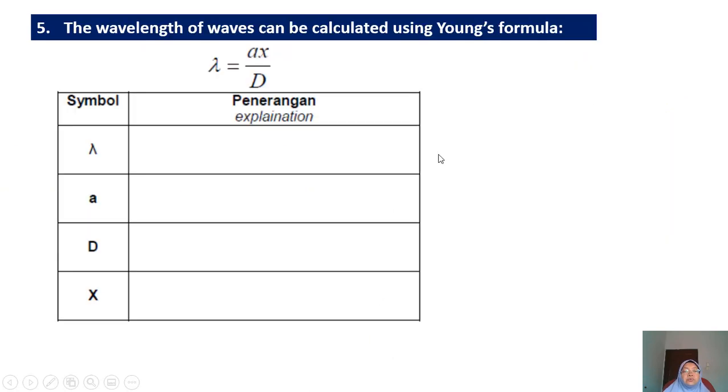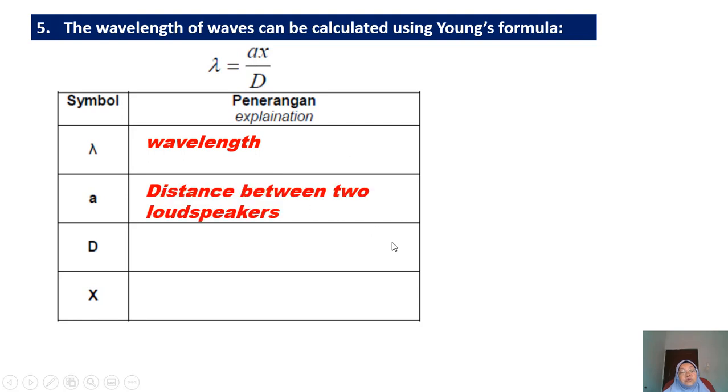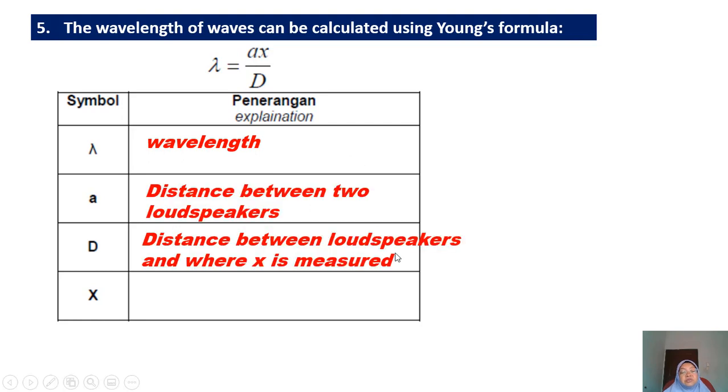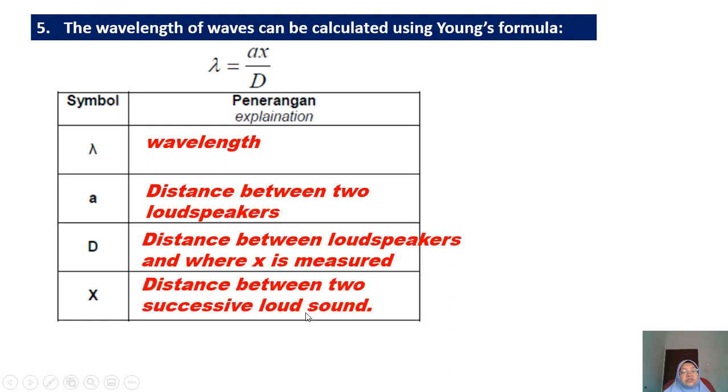Okay, so how to calculate lambda? By using the formula lambda = aX over D. Lambda is the wavelength of the sound wave. A is the distance between the 2 loudspeakers. D is the distance between the loudspeakers and where X is measured. And X is the distance between 2 successive loud sounds.